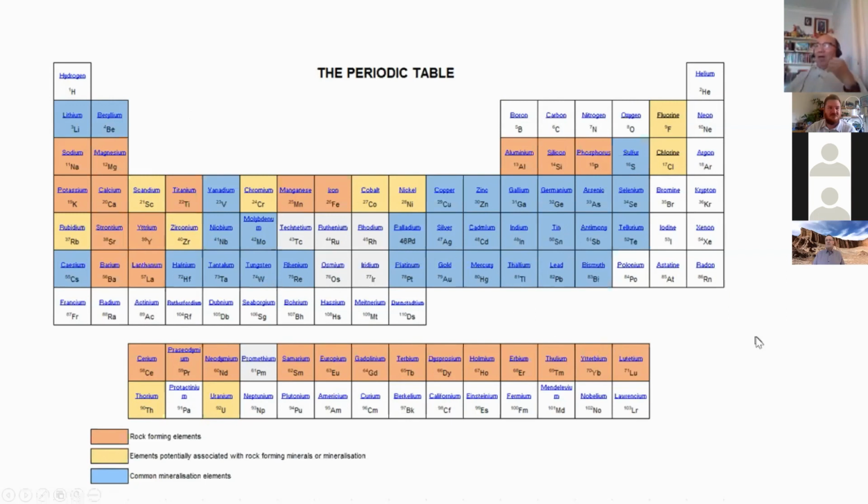I've got to get rid of a lot of slides because I'm running out of time, but another thing that's important about using chemistry is not to look at single elements, but to look at a group of elements and work using multi-element analysis, which gives you a much better fingerprinting of an ore system.